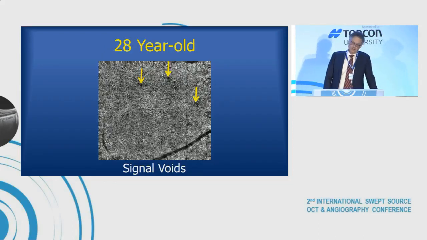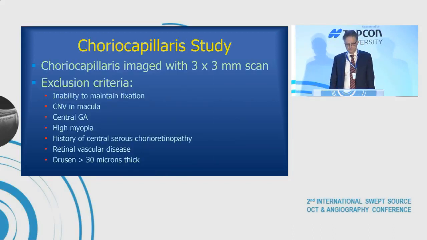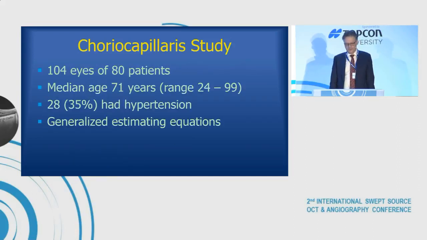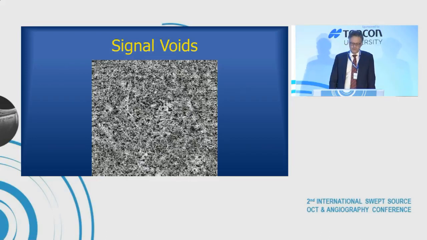But here's a choriocapillaris image of a 28-year-old. You can see there are flow voids or signal voids present that are smaller than a lobule. And what's it doing in a 28-year-old? Well, to look at that, I did a study on a number of patients: 104 eyes of 80 patients. Their mean age was 71 years. And here's an example of an older patient with pseudodrusen, and you can see there are many flow voids. And you say, well, that just looks like noise. Maybe that's just noise. Maybe it's a flow.